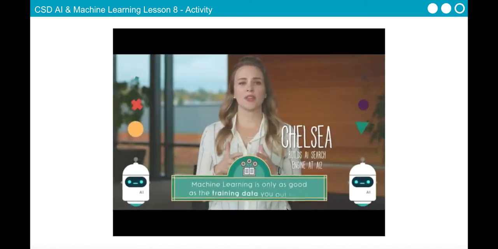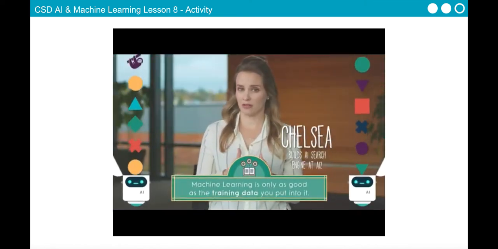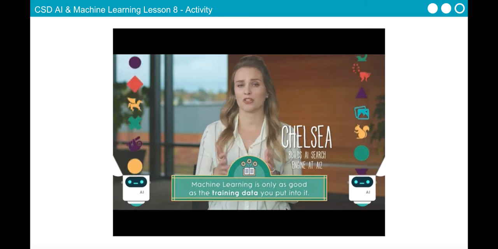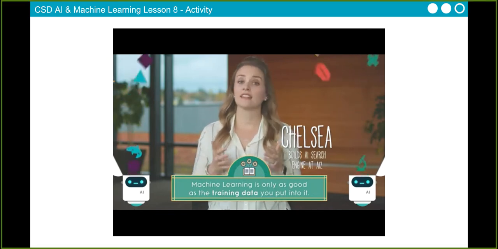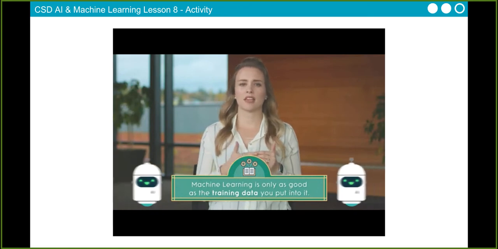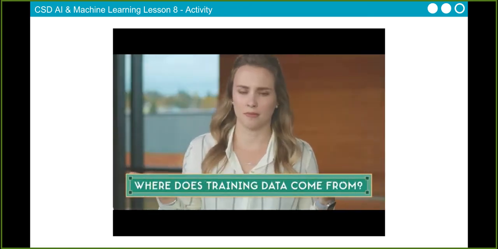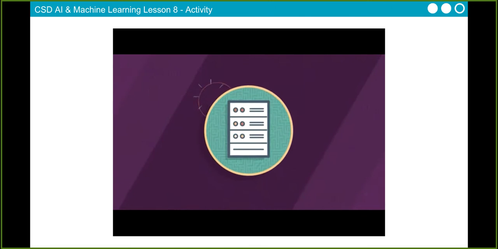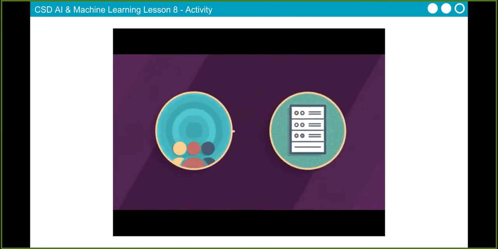Machine learning is only as good as the training data you put into it. So it's super important to use high quality data and lots of it. But if data is so important, it's worth asking, where does training data come from? Often, computers are collecting training data from people like you and me without any effort on our part.